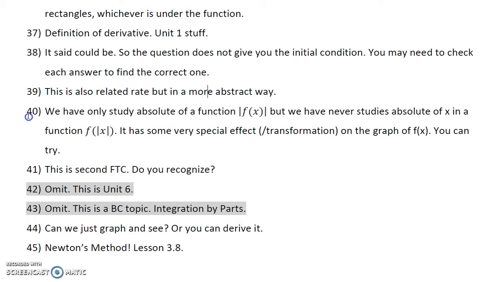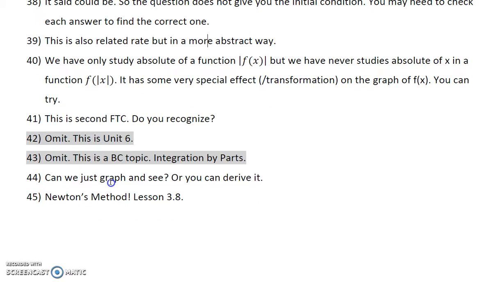Okay. Question 40. Now, we learned about absolute value of a function. We learned that in grade 12, but we have never studied the absolute of f of absolute x. So what happens is when you take the absolute of x, all the negative values of x disappear because they become positive. So in your original function, if you have negative 1 as your x, now you won't have negative 1. You only have positive 1. Because you take the absolute value, this will have some special effect on the graph. So let's see if you can figure that out. I don't think you will have this kind of question anymore. I don't think so. Okay.